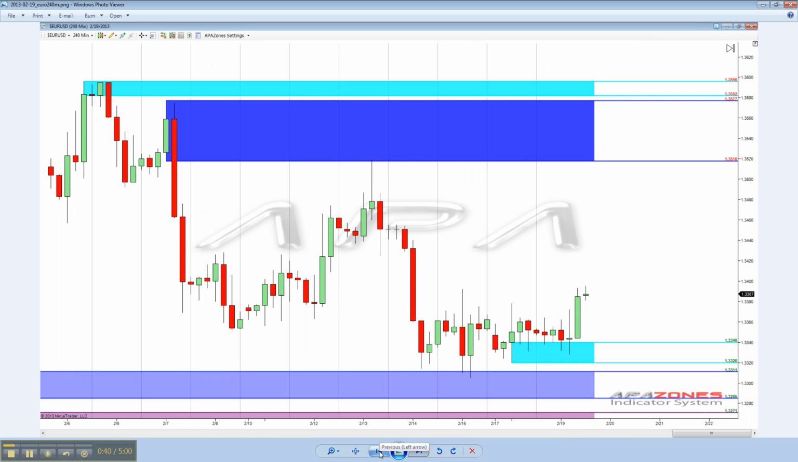Now, looking at the smaller 240-minute time frame, we can see a little bit of a different picture, but basically the same type of deal. We're refusing to break this zone down here on the 240-minute. Obviously, smaller risk on the 240-minute, and it looks like we're pushing higher. So that's really what I'm looking at on the euro.